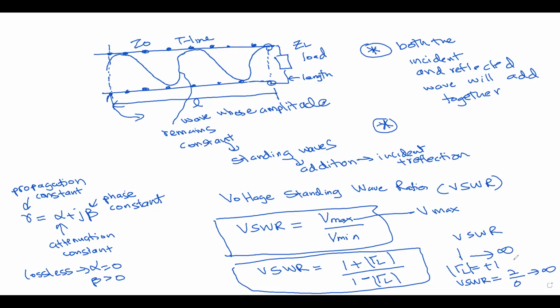So in cases where we have reflection coefficient plus 1 or minus 1, which occurs during the open circuit and short circuit cases, we have a reflection coefficient equal to plus 1 in the open circuit case, and minus 1 in the short circuit case. So in those cases, we have the VSWR reaching up to infinity.